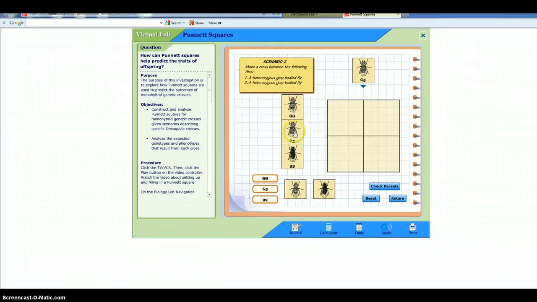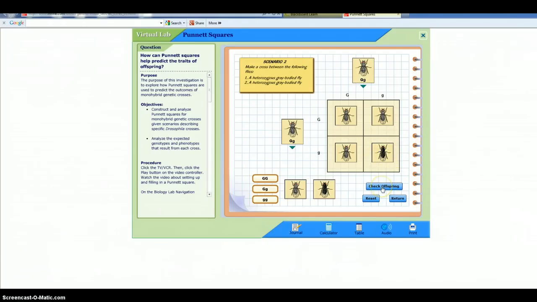Okay, now we've got to check the parents. It puts these squares for us. Now we're going to check the offspring. If this is GG, what's the offspring going to look like? It's going to be gray, right? If this is G times small g, which is black, it's still going to be gray because gray is dominant. So that's how we do that. G and small g, again, we put that one there. And then we put that one there because that's double recessive. That's going to be black.